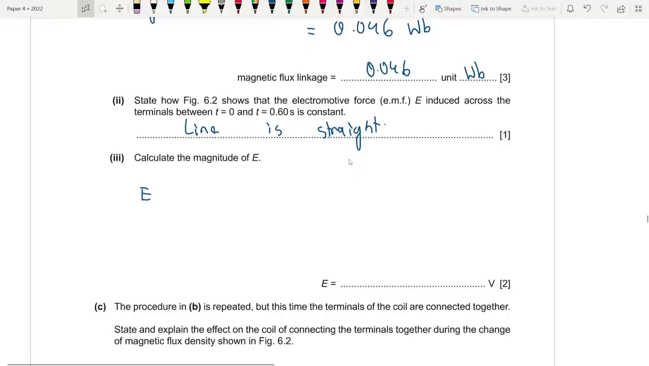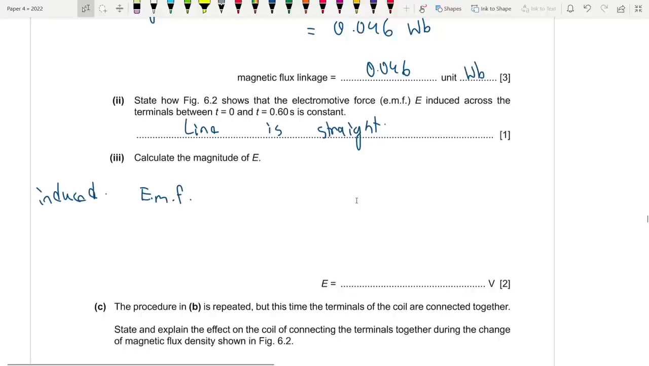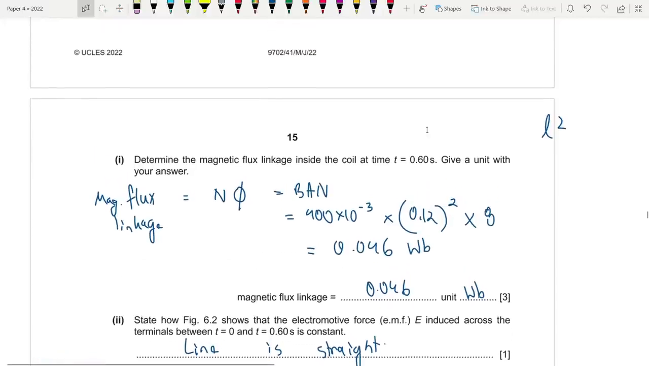So I was telling you guys that EMF, right? This is actually the induced EMF. Okay, so the induced EMF is equal to the rate of change of magnetic flux linkage. So that is N, this is del N phi divided by del T. So what's the change in magnetic flux linkage?